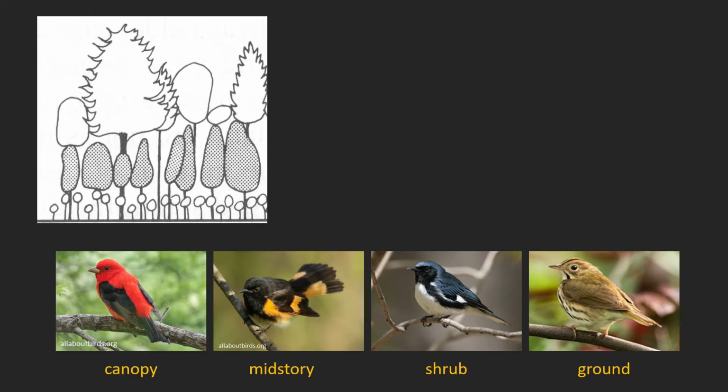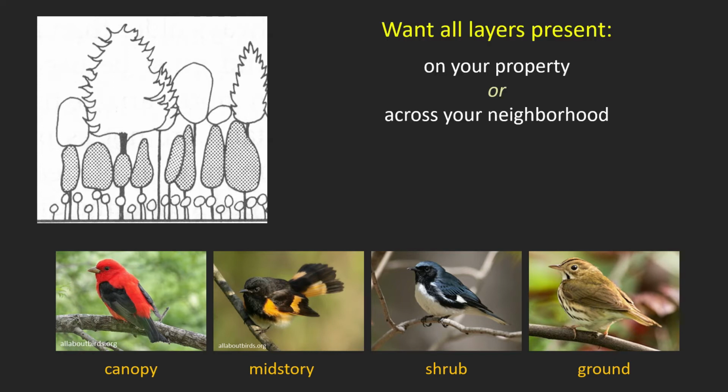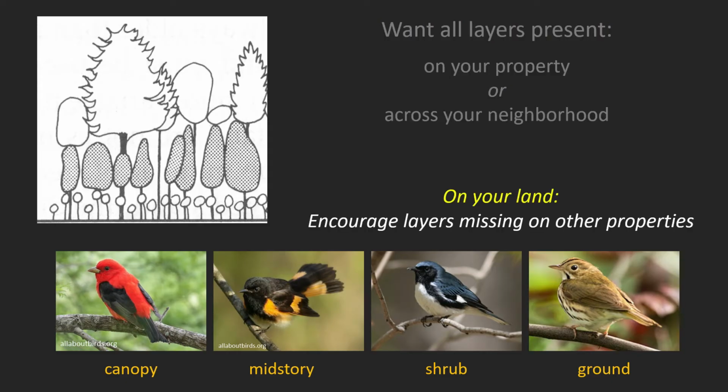There are wildlife species associated with each layer. If you remove a layer, you remove those species. So ideally, we want all layers present, either all on your property if you have a large property, or at least somewhere within your local neighborhood. To support the greatest wildlife diversity in your neighborhood, try to provide layers that aren't available on other properties.